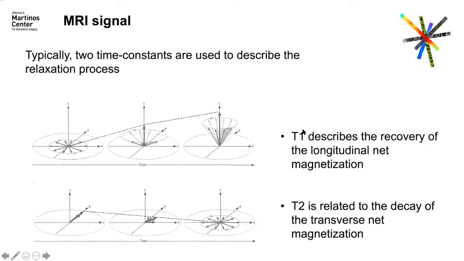So these two pictures show the process when the net magnetization vector returns back to its original position. There are typically two time constants that are used to describe this process. T1 describes the recovery of the longitudinal net magnetization, meaning parallel to the external magnetic field, and T2 is related to the transverse net magnetization, so the other component.